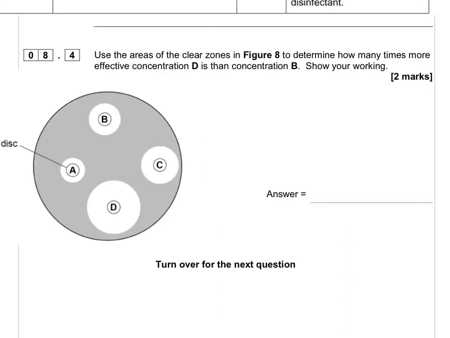Okay, 8.4, it says use the areas of the clear zones in figure 8, which I've got here. I've just copied it down, you can see that there. And it says determine how many times more effective concentration D is than concentration B. So you're going to need to do pi r squared on each of them.